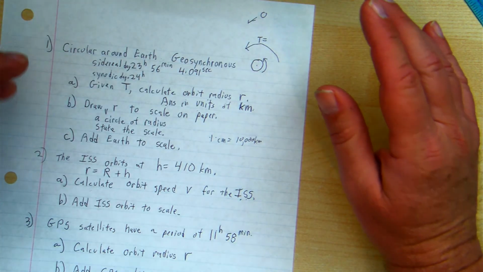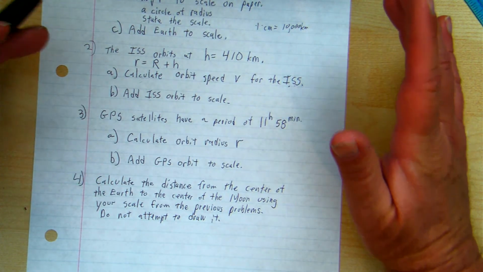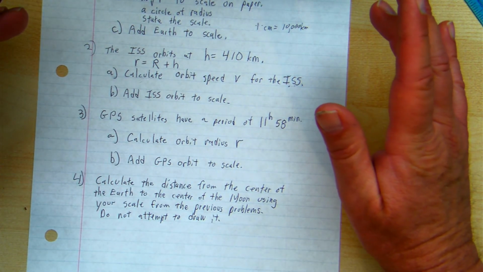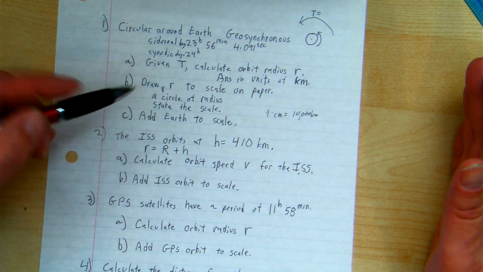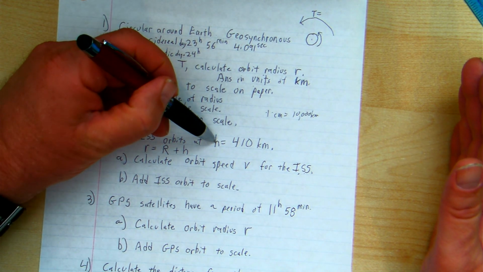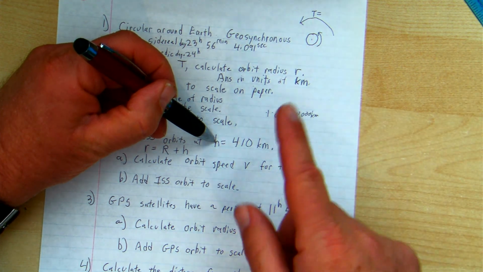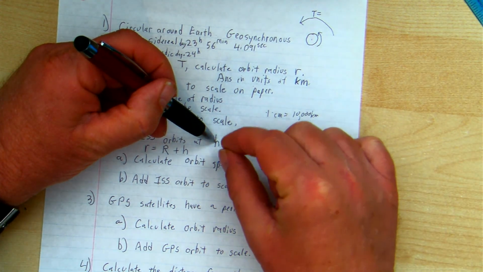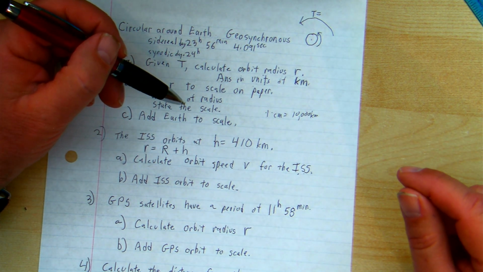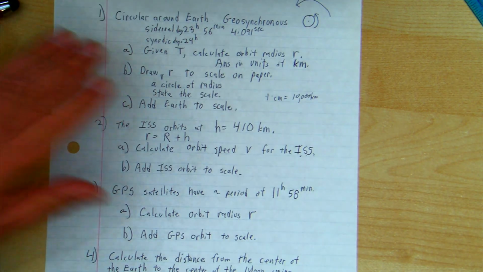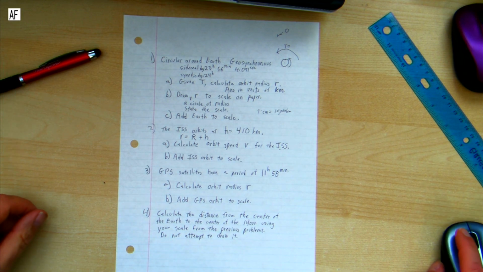Great. So on number 4, I want you to tell me how far would I have to go if I could extend off the edge of the paper. If the Earth were here in the middle of the paper, how far would I have to go on whatever scale that you create to go from the center of the Earth to the center of the Moon? All right, that sounds like an excellent homework assignment. Have fun.